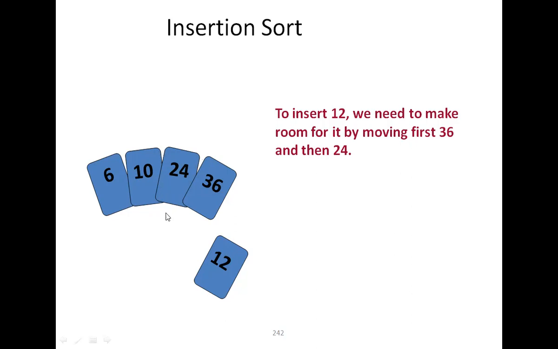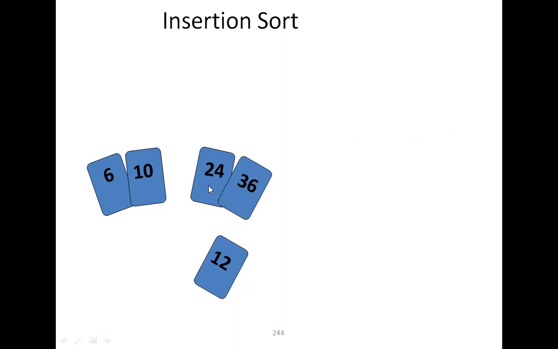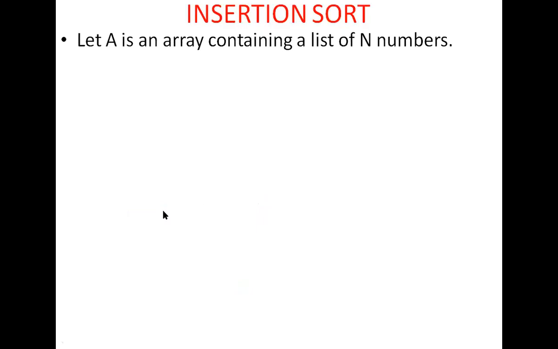So what we do is create room for 12 here. We move the rightmost card one position to the right, then the next card one position to the right, and we create a space for this new card to be inserted. Then we insert the new card in that position. This is how the element will be inserted into its proper position. Our insertion sort technique follows the same method. So first, let us understand the insertion sort algorithm.